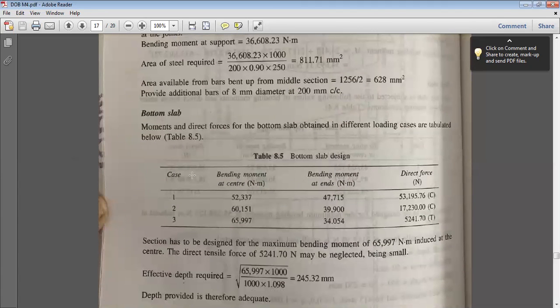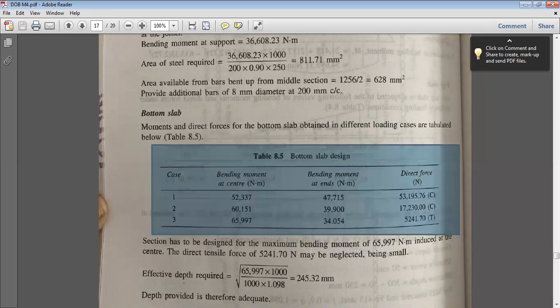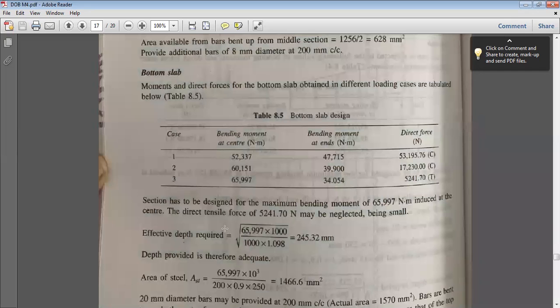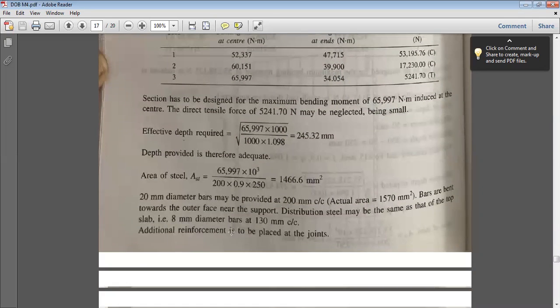Same case. In bottom slab also, he has taken moments and shear force for all the three cases. Out of which the maximum, he has designed it. Again, you need not worry about all the three cases. In exams, only one load case is given to you. You have to design your bottom slab for the moment which you will get for that load case only. Okay. So effective depth required, area of steel required, right?